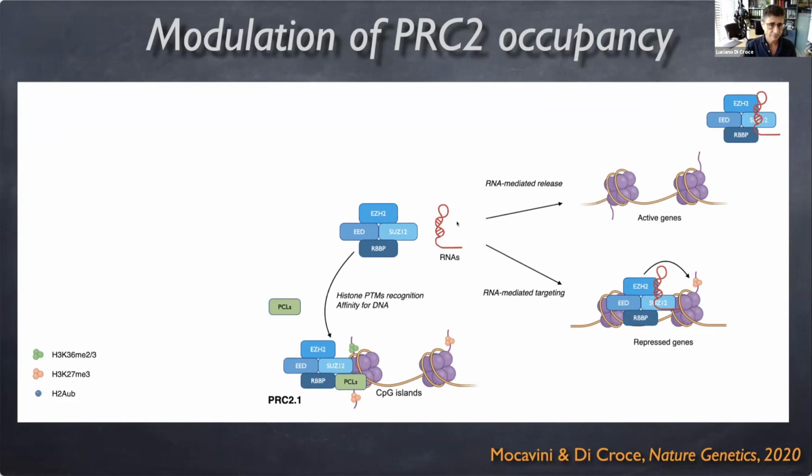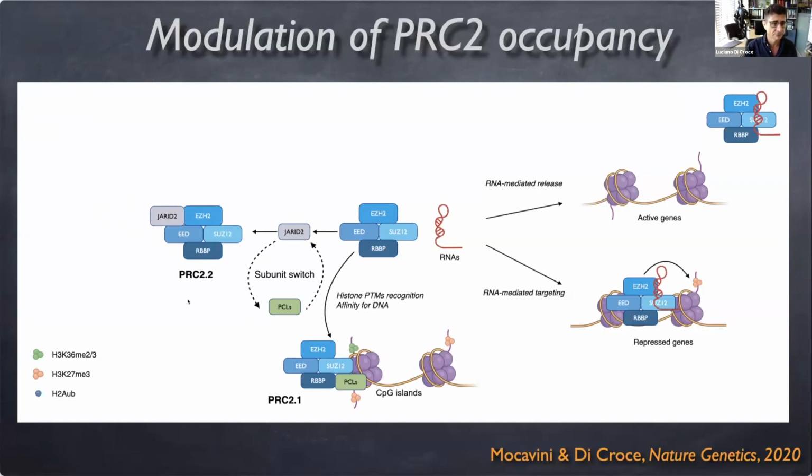So as you can see, the occupancy of Polycomb can be regulated by RNA, and by interaction of PCL proteins. But PCL proteins are not the only ones which can interact with the core subunits. For example, if PCL is replaced by JARID2, a different variation of the PRC2 complex is formed. Remember, at the beginning I mentioned there is PRC2.1 and PRC2.2.